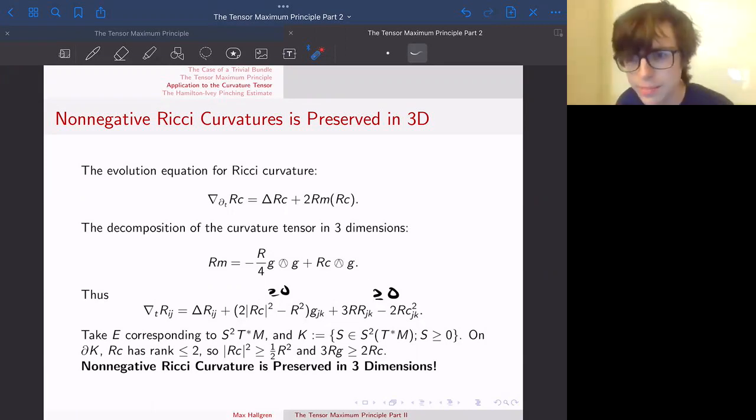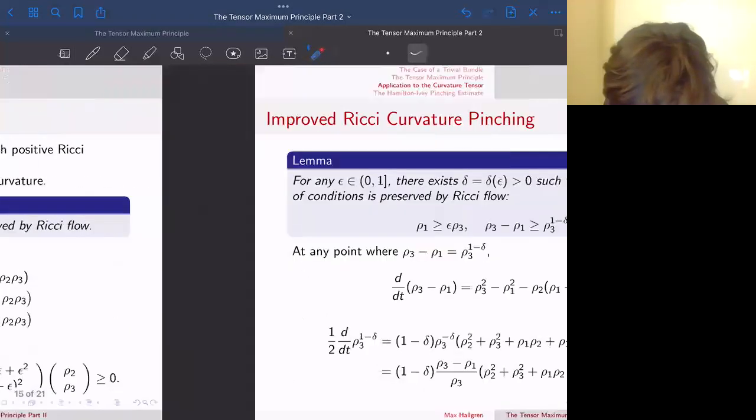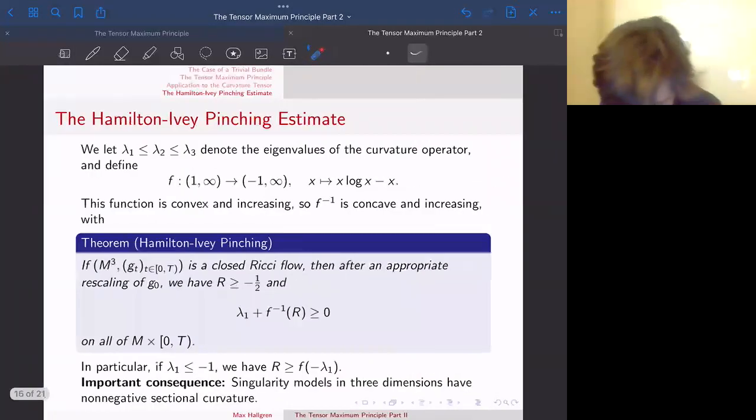Okay, but this basically follows from some linear algebra and the fact that positive curvature operator. Okay, so I'm going to skip this part and maybe Tim can present on that next week.